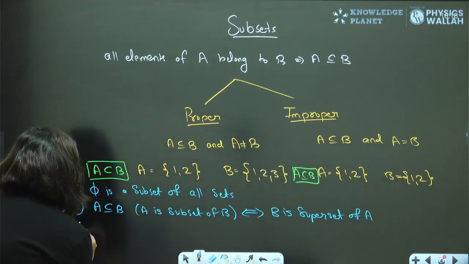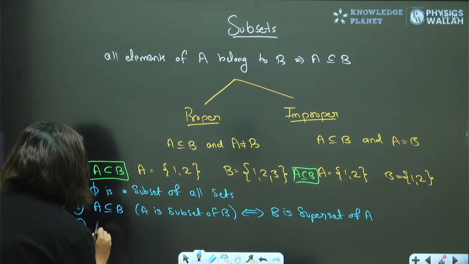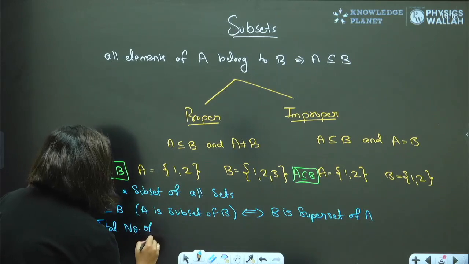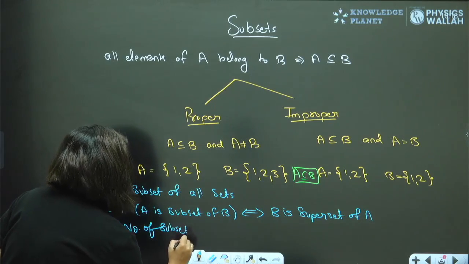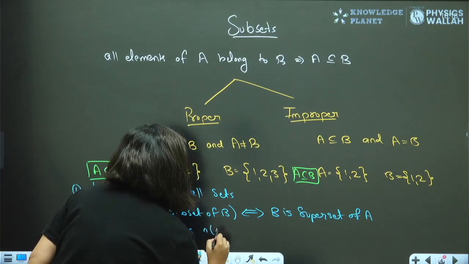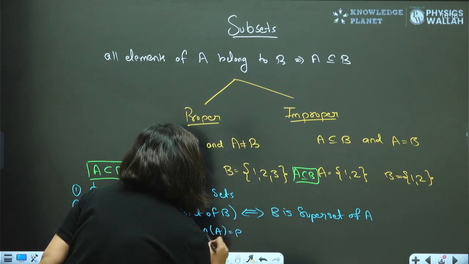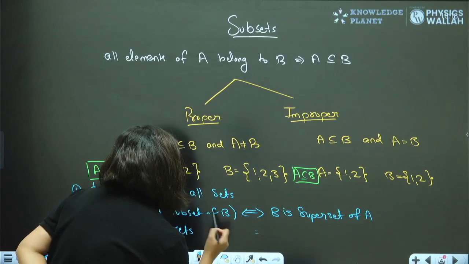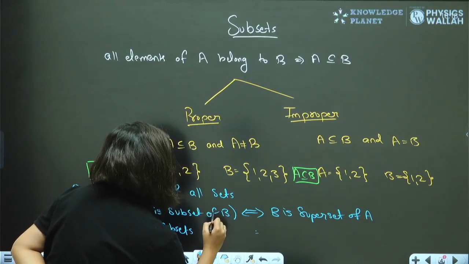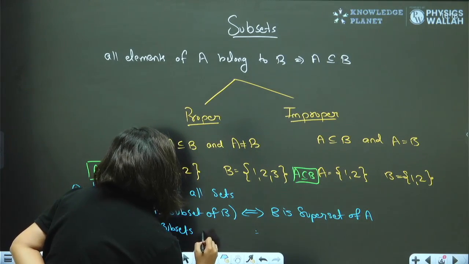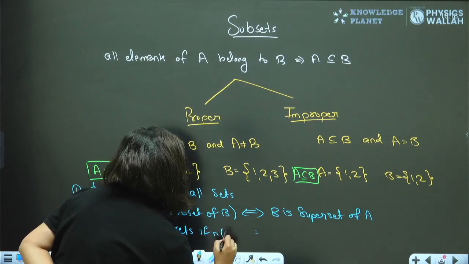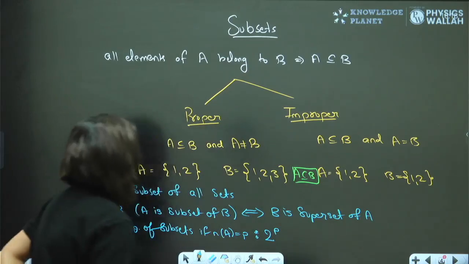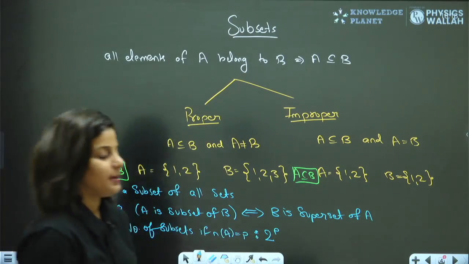Third point, total number of subsets. Suppose set A has P elements, that is, n(A) is equal to P. Then the formula for the total number of subsets is 2 raised to P.